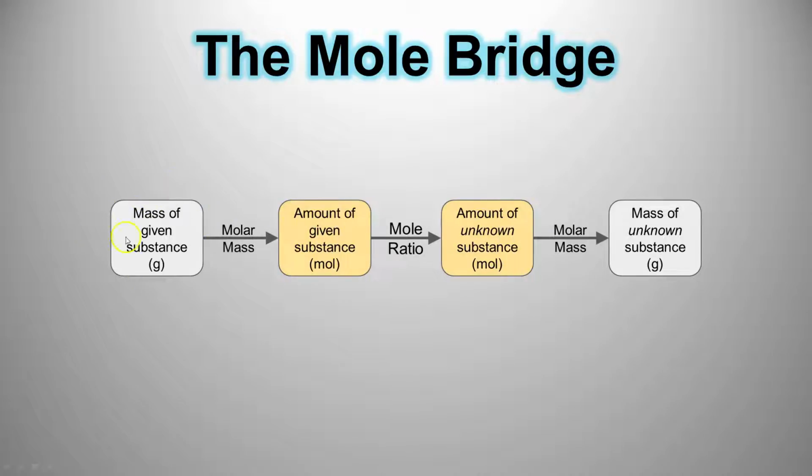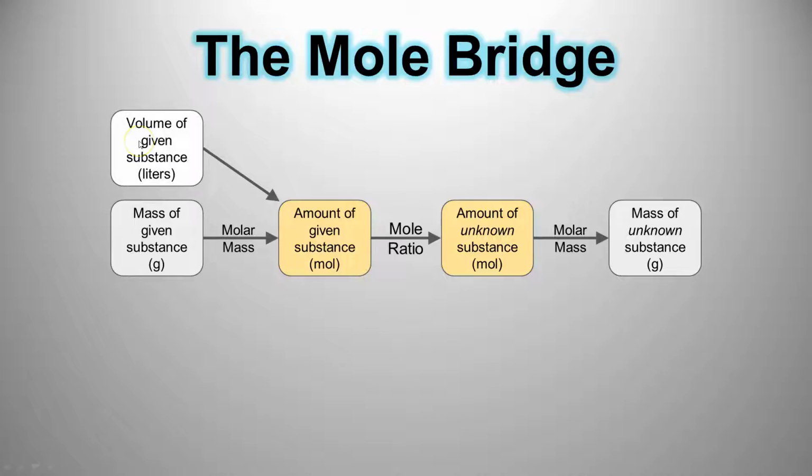I'm going to be given a question where I'm saying, hey, I have 30 grams of this substance. How many of this substance is it going to make? Well, in order to get there, I need to use the molar mass to convert between the mass of a substance to the amount of moles of a substance. Then I'm going to multiply it by that mole ratio to get the amount of unknown substance in moles, and then convert that to a molar mass to my unknown substance.